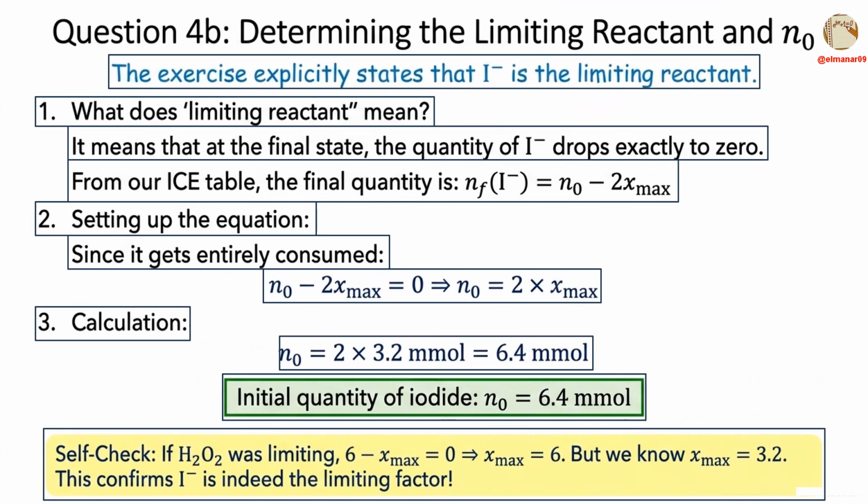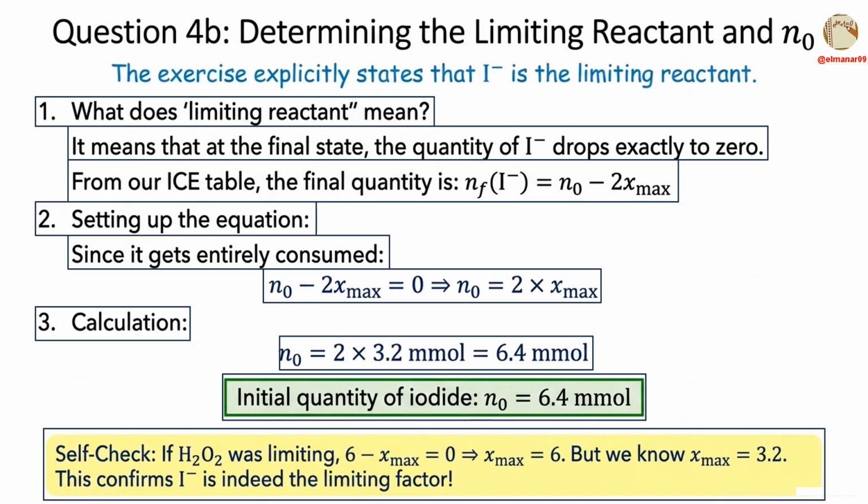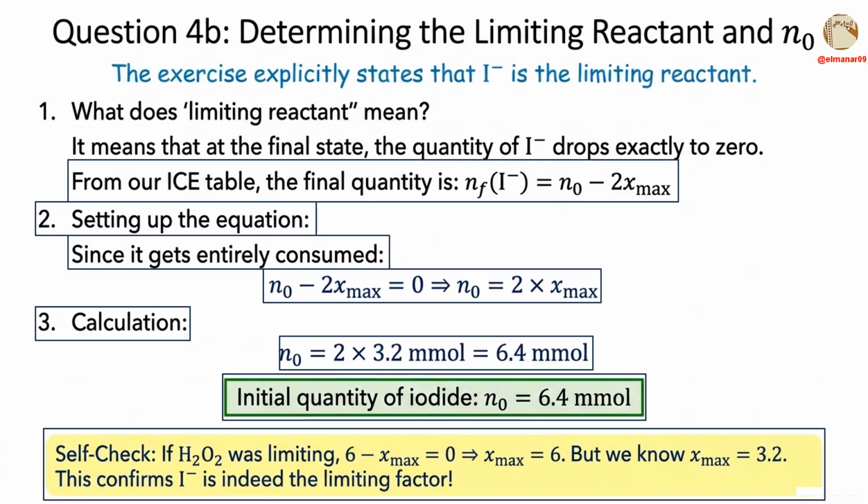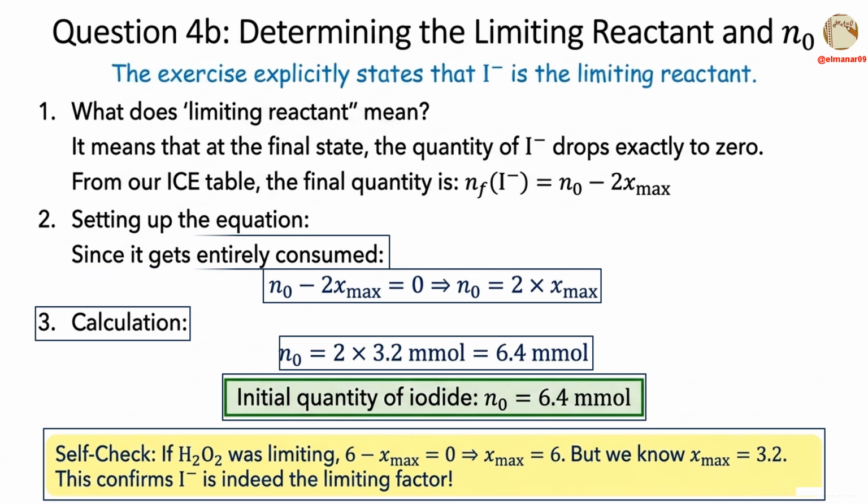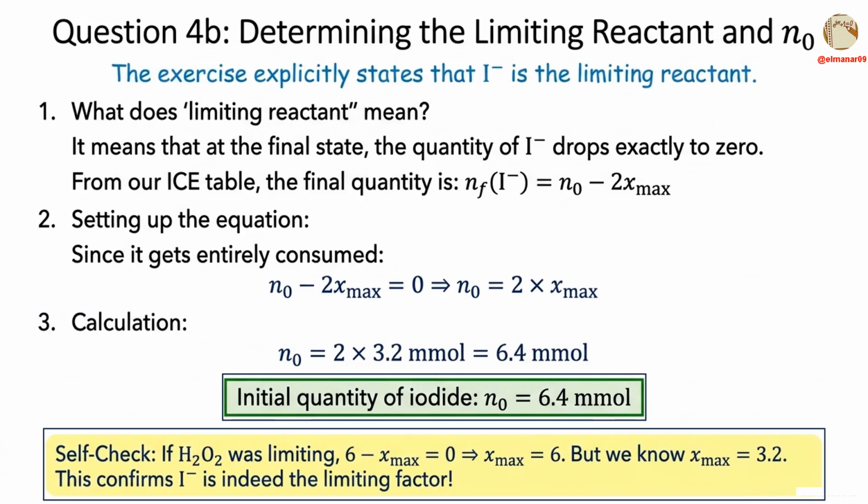Let's tackle question 4b. The problem tells us that iodide, I-, is the limiting reactant. In chemistry, limiting means it's the one that runs out first and stops the whole show. This means at the final state, the quantity of I- must be exactly 0. From our ICE table, the final amount is N0 minus 2X max. By setting this to 0, N0 minus 2 X max equals 0, we find that our initial quantity, N0, must be twice the maximum progress. N0 equals 2 times 3.2 millimoles equals 6.4 millimoles.